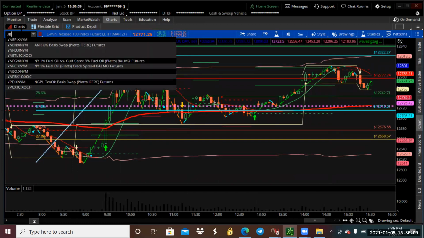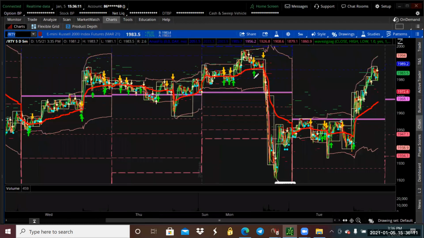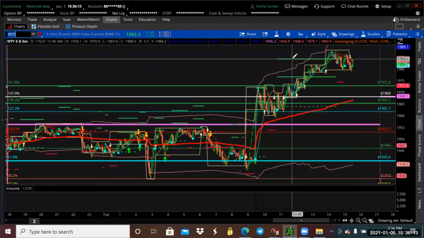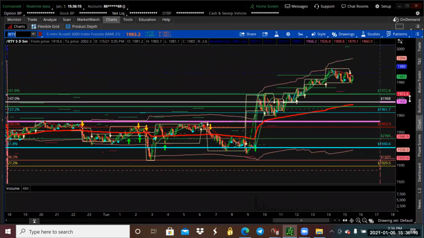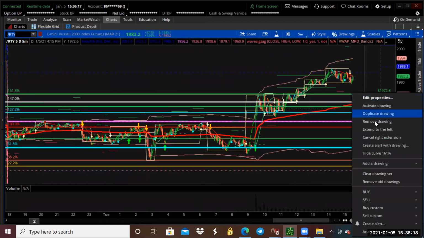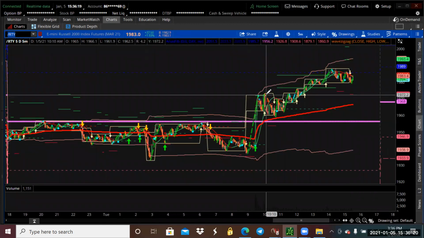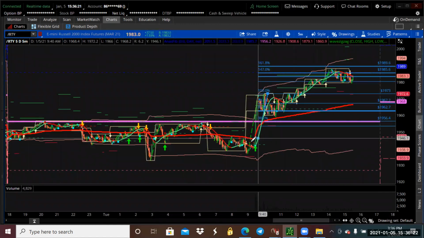Anyway, here's RTY. RTY is great today. So take this off. I don't know what that is. So here's the low to high in the RTY for today.